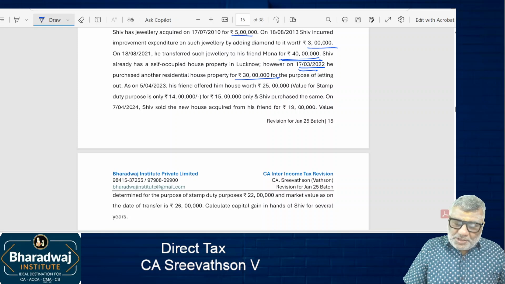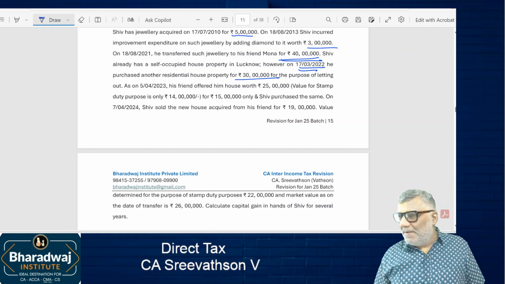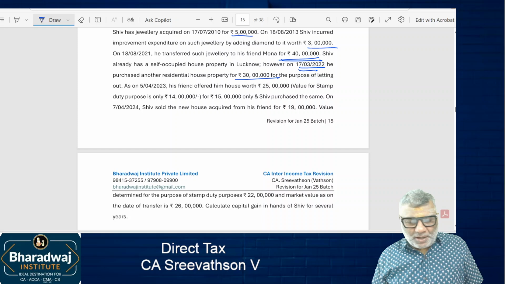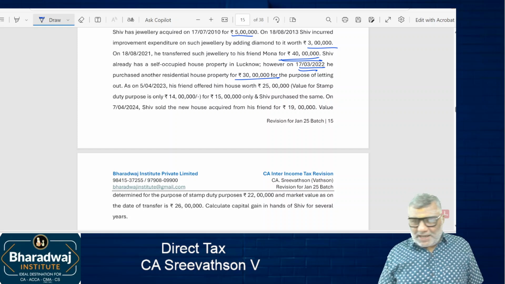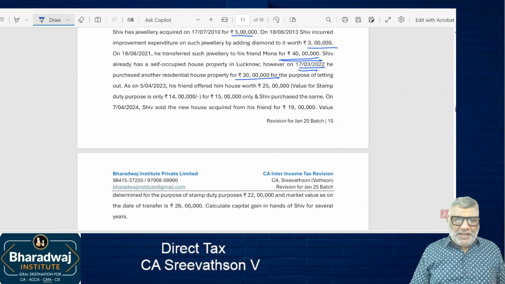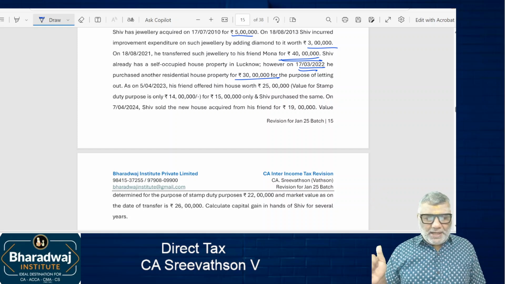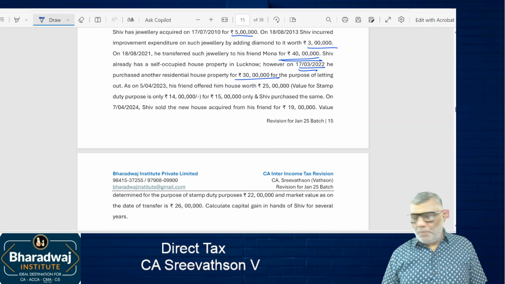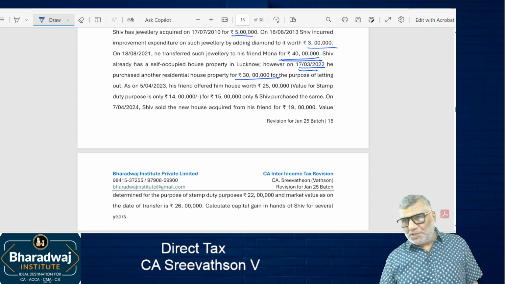On 7/4/24, Shiv sold the new house property acquired from his friend. So he has not held it for 2 years. He has sold it within that time for 19 lakhs. Value determined, okay. Where is the market value? So we need to work. I'm going to work for 3 different years: one is 21-22, another is 23-24, last is 24-25.